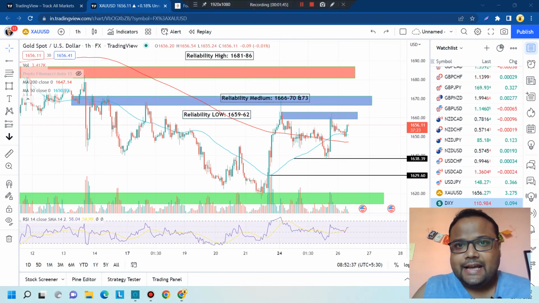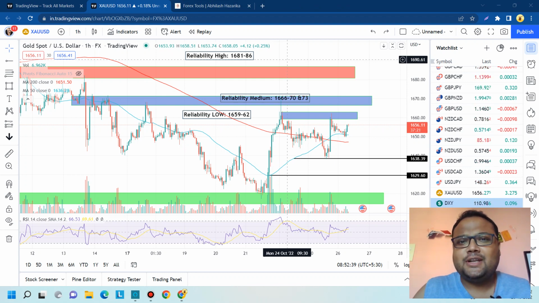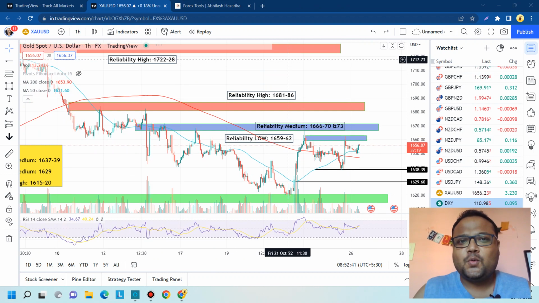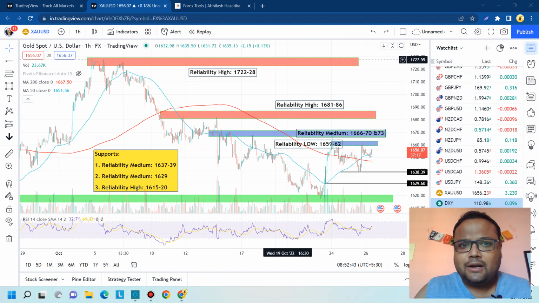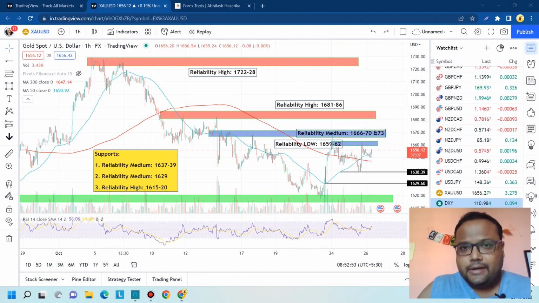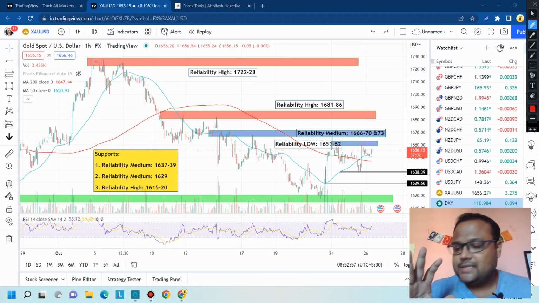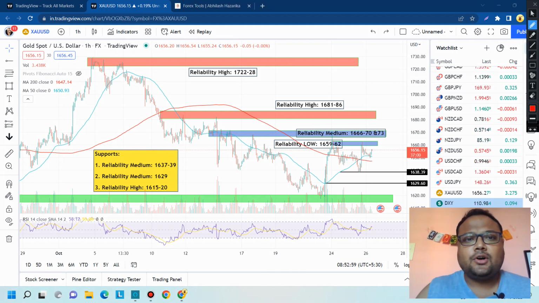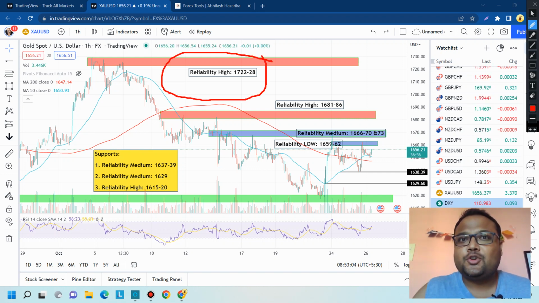You can see that I have mentioned many levels on the chart, so let's try to understand them one by one. I have zoomed out the chart, so you can see that I have marked many zones. We have the strongest resistance on the chart of gold around 1722 to 28. This is the strongest resistance zone and it is at the top.